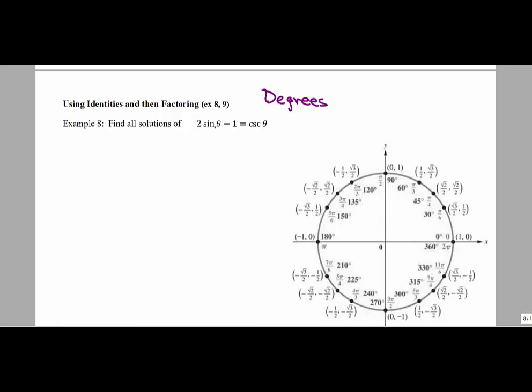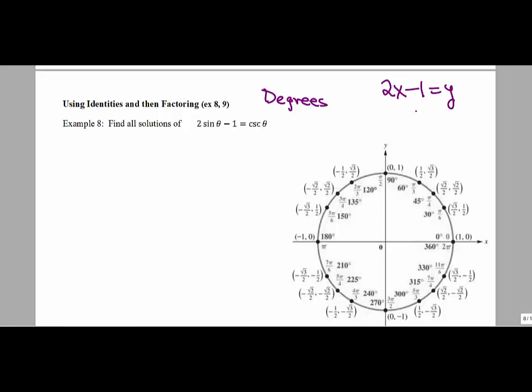Now this one's a little bit different because we see that we have sine theta and we have cosecant theta, so we have 2 different trig functions. And if we were to think about this in terms of the algebra, if we think about sine as being a variable, let's call that x, and cosecant being a variable, let's call that y. If we were asked to solve this in algebra, we would have a hard time doing that because we have 2 variables and we only have 1 equation.